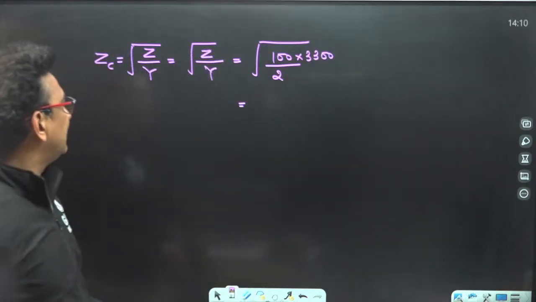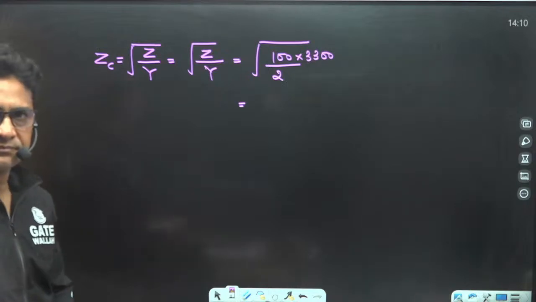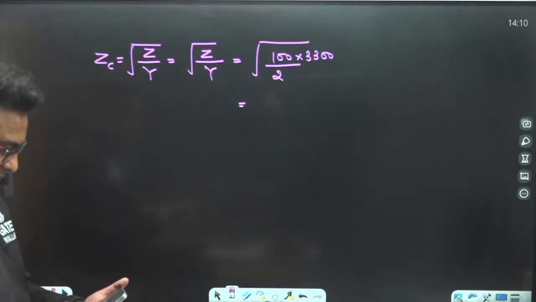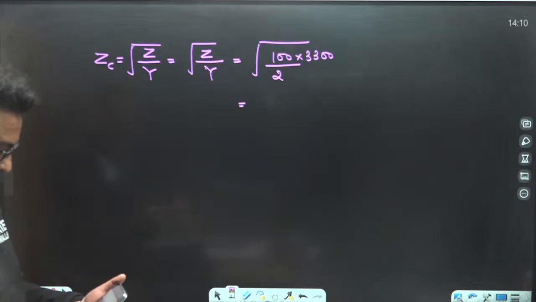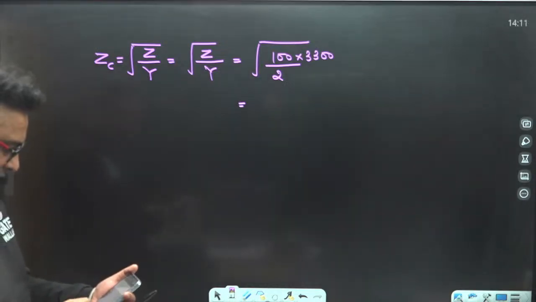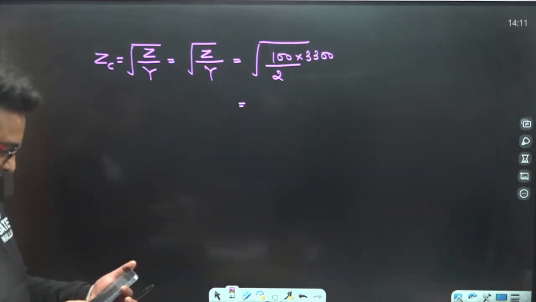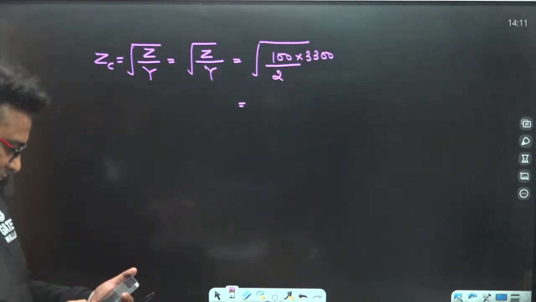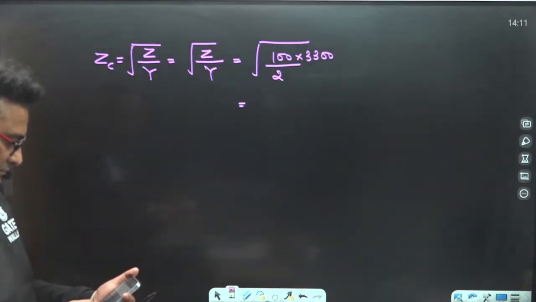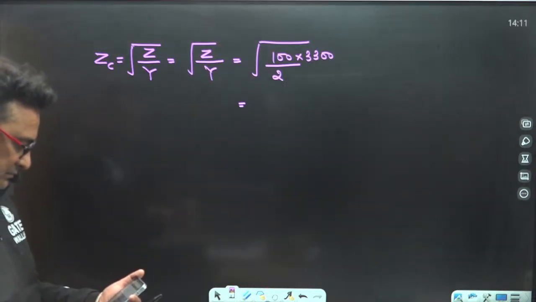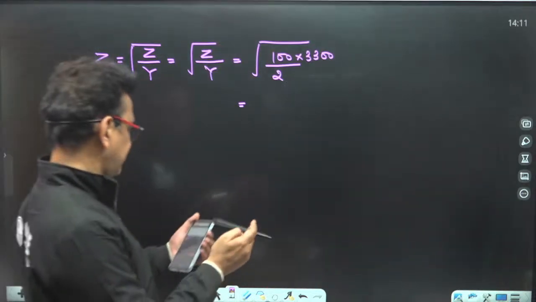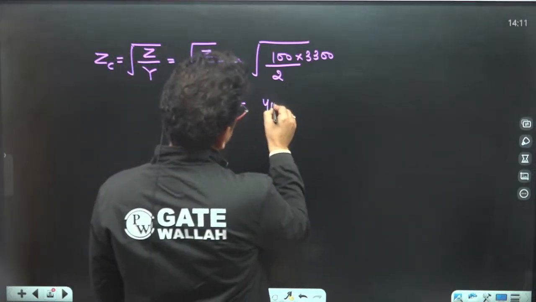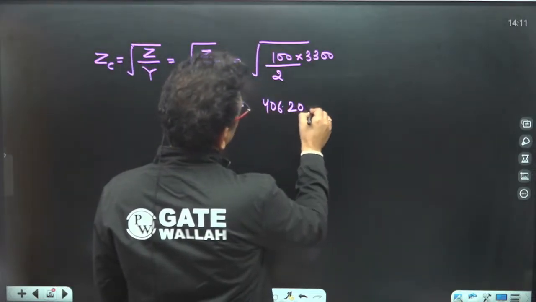Now find out the value of ZC. 100 into 3300, 406.20 ohm.